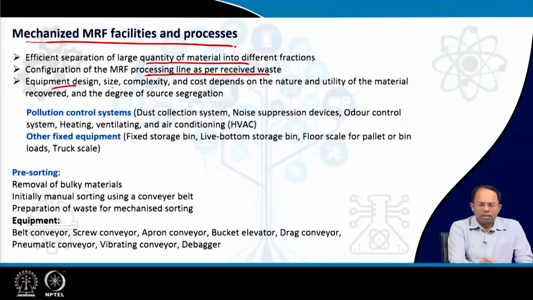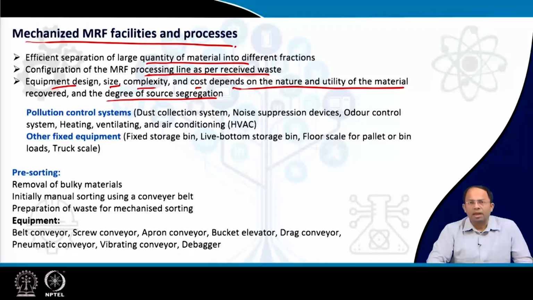So equipment design, size, complexity and cost depends on the nature and utility of the material recovered and the degree of source segregation. So that means we can separate anything. Of course, the complexity of the equipment or the cost of the equipment would be high. So if I cannot recover that kind of money by selling the recyclables, what's the point of investing so much money in the recycling equipment and all? So of course, considering environmental cost and actual material cost, we have to consider this equipment design, the size or the complexity of this kind of processing setup.